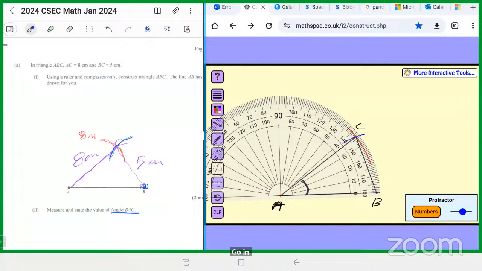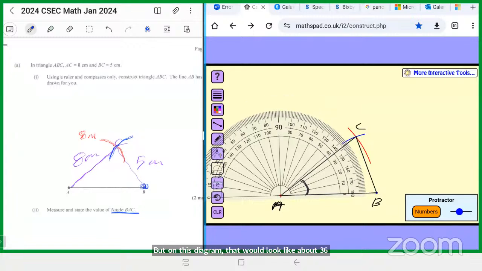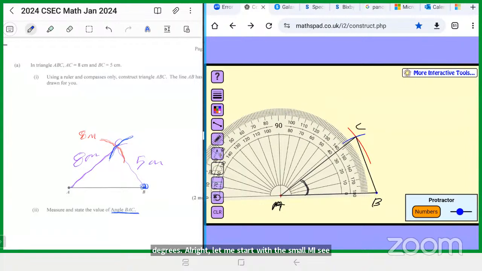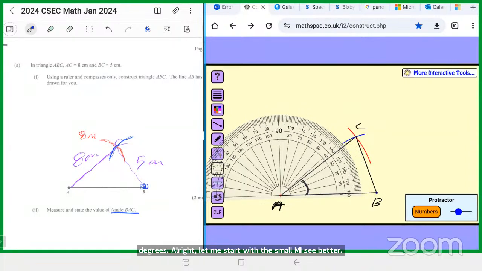On this diagram, remember we just drew AB randomly, so that's not the same AB as over here. But on this diagram, that would look like about 36 degrees. Let me make it a little smaller, I might see it better. See there? That's about 36, a little bit more than 36 degrees. Everybody can see that? Good.